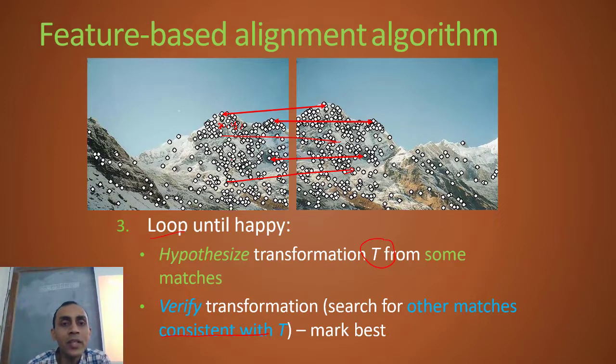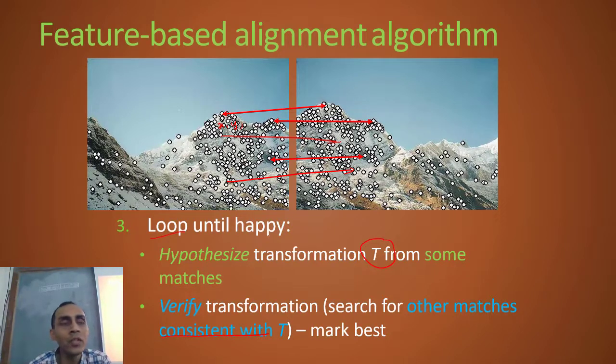So we count how many such other matches are consistent with the given transformation matrix. And if that count is sufficiently large, greater than a threshold, then we are happy. Then we can accept that this is probably the right transformation matrix. If not, then drop it and repeat the process. Pick any other arbitrary 3 random points, again solve it, and try to do the same.